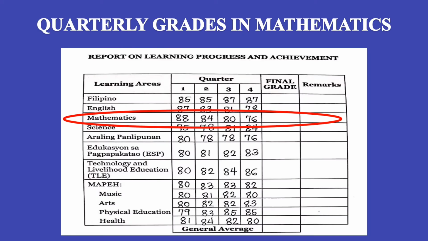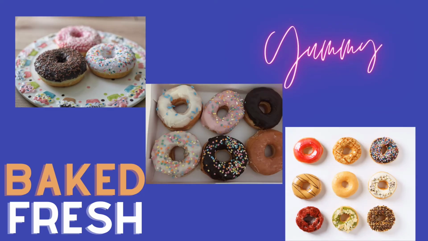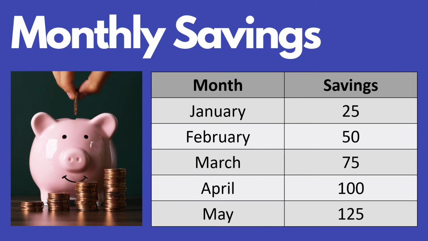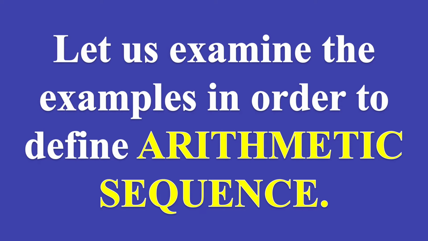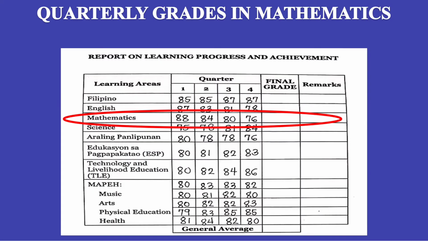Quarterly grades in mathematics, prepared freshly baked donuts, and monthly savings. Let us examine the examples in order to define arithmetic sequence. First example is the quarterly grades in mathematics.